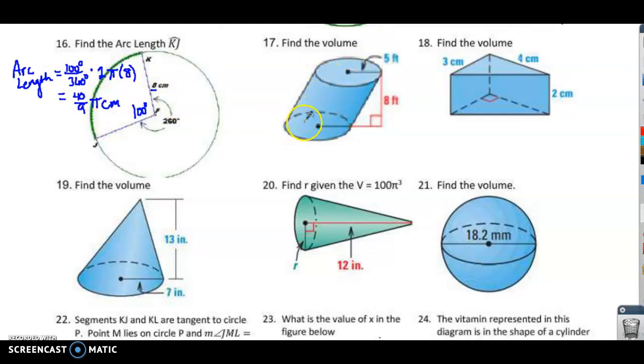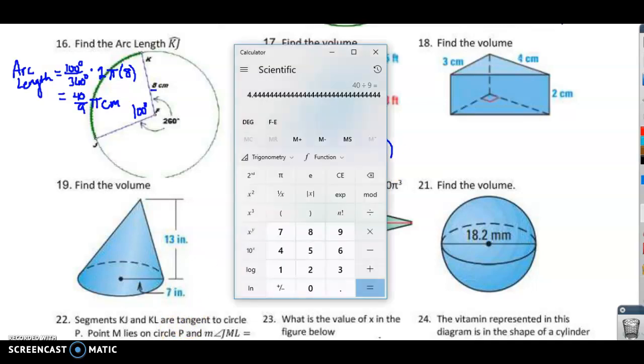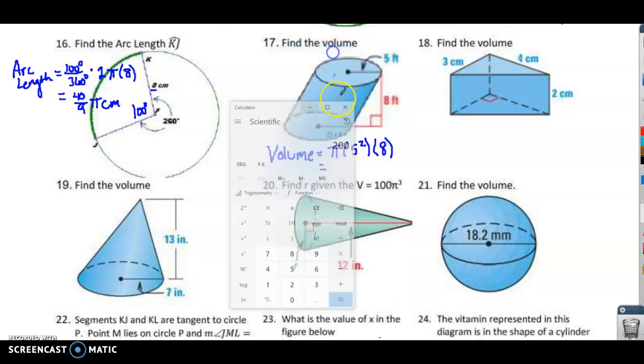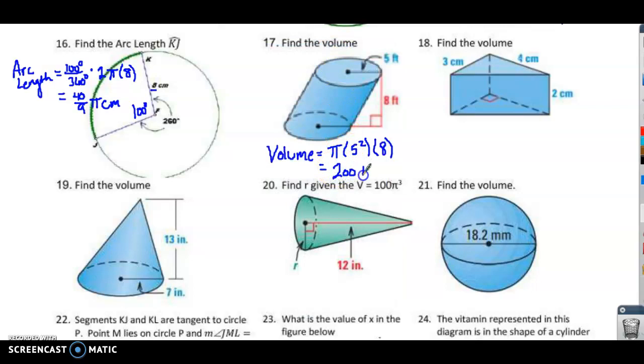Find the volume. We've got a slanted cylinder here, but by Cavalieri's principle, we know that we can just proceed as usual. So the volume of a cylinder is pi r squared h. So pi times our radius squared times the height of our cylinder. So we'll plug that into a calculator. That's going to be 25 times 8, and that's 200 pi. I'm going to leave it in terms of pi here. So 200 pi feet cubed. You can throw that in a calculator and get the decimal approximation if you'd like.